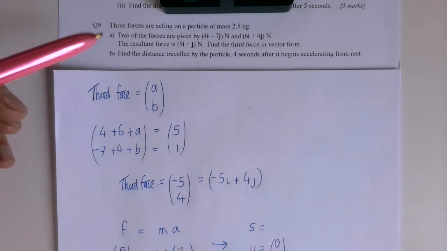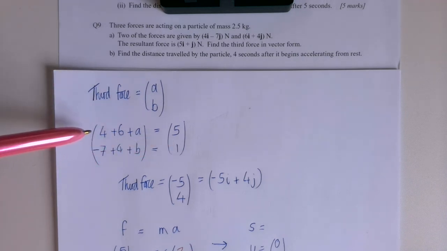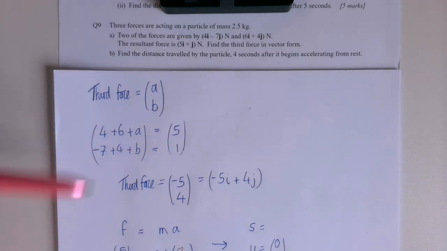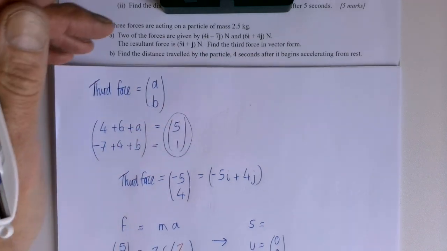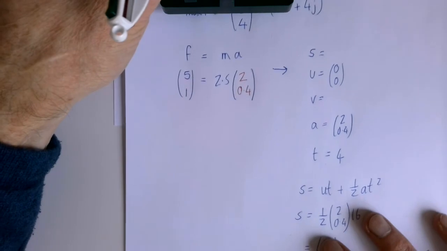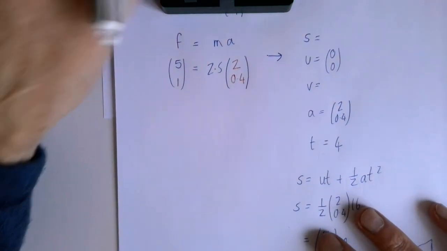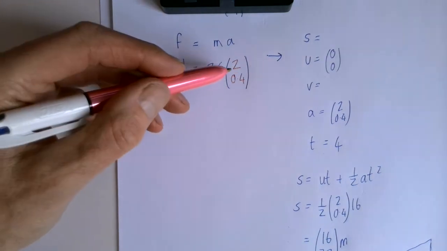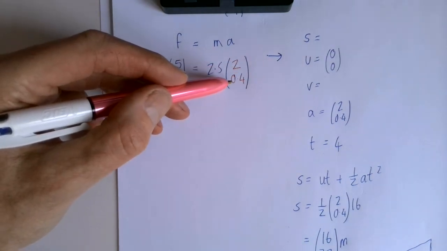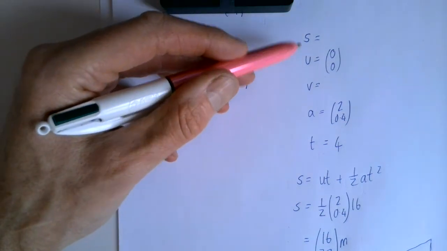Anyway, so we're told the resultant force and two of the other forces, and we have to work out the third one, so it's just a simple subtraction sum. Hopefully you were okay with that. And then we knew the resultant force all along, so we can use that in F equals ma. Mass was 2.5 kilograms, so F equals ma, so the acceleration was 0.4, which I then used in SUVAT.